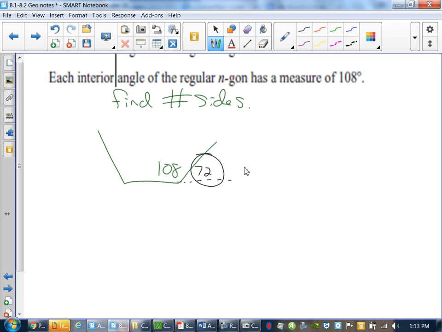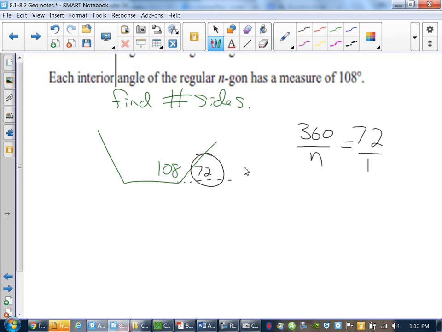Now, we know that if I take 360 divided by the number of sides, it gives me my outside angle. 360 divided by number of sides gives you outside angle. Well, in this case, my outside angle is 72. That's fraction equal fraction, isn't it? Because what's the 72 over that you don't see? 1.